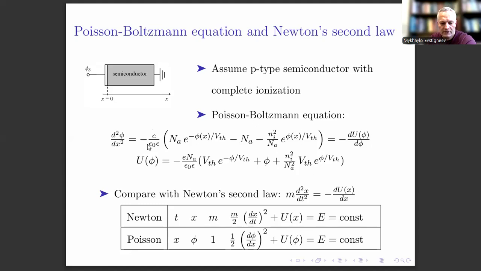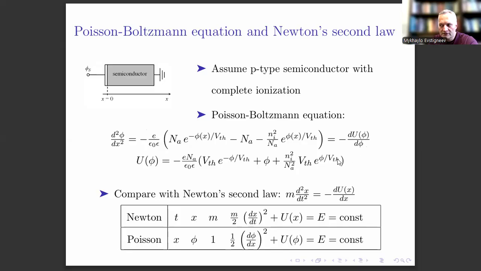Now let us write the right-hand side of the Poisson-Boltzmann equation as a negative derivative of some function u that depends on the local value of the potential phi, namely du by d phi, where the function u is defined by this formula. As you see, if you differentiate this expression u of phi with respect to its argument phi, you will indeed get the right-hand side of the Poisson-Boltzmann equation. And now notice that we have d2 phi by dx squared equals negative du by d phi.